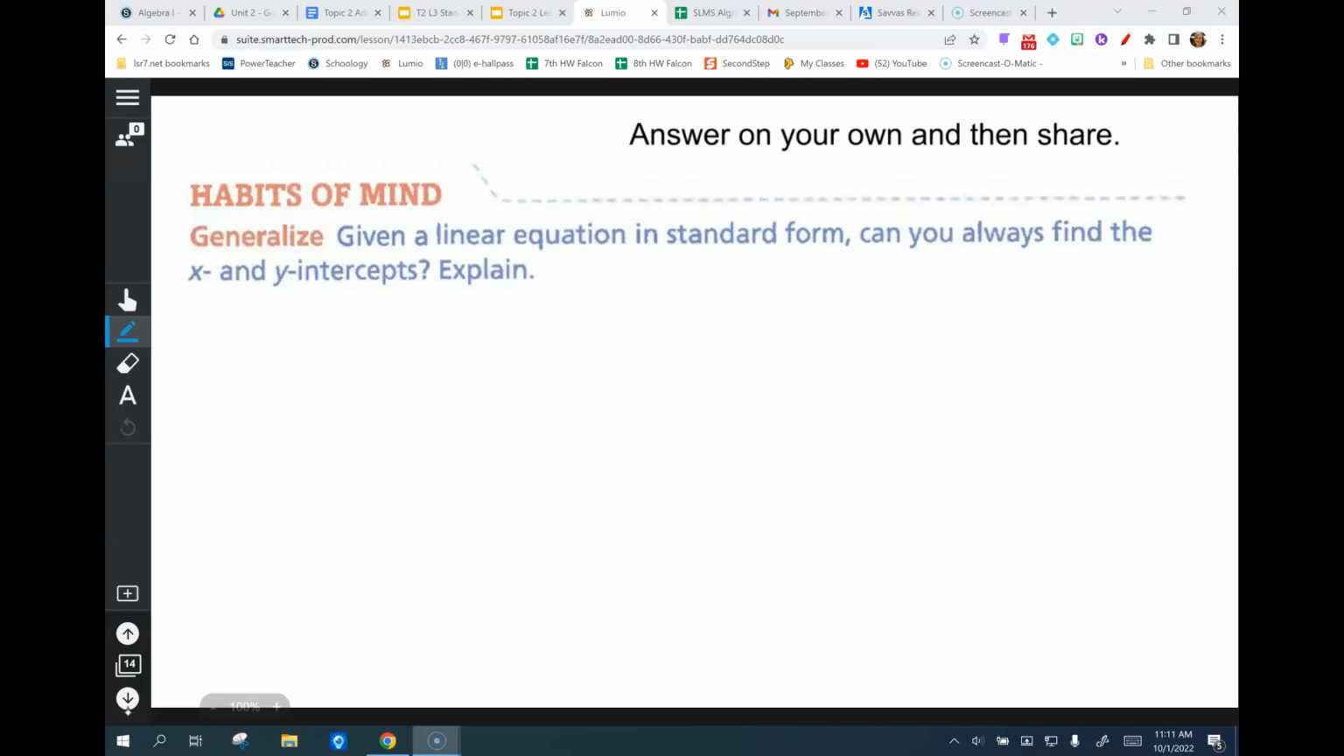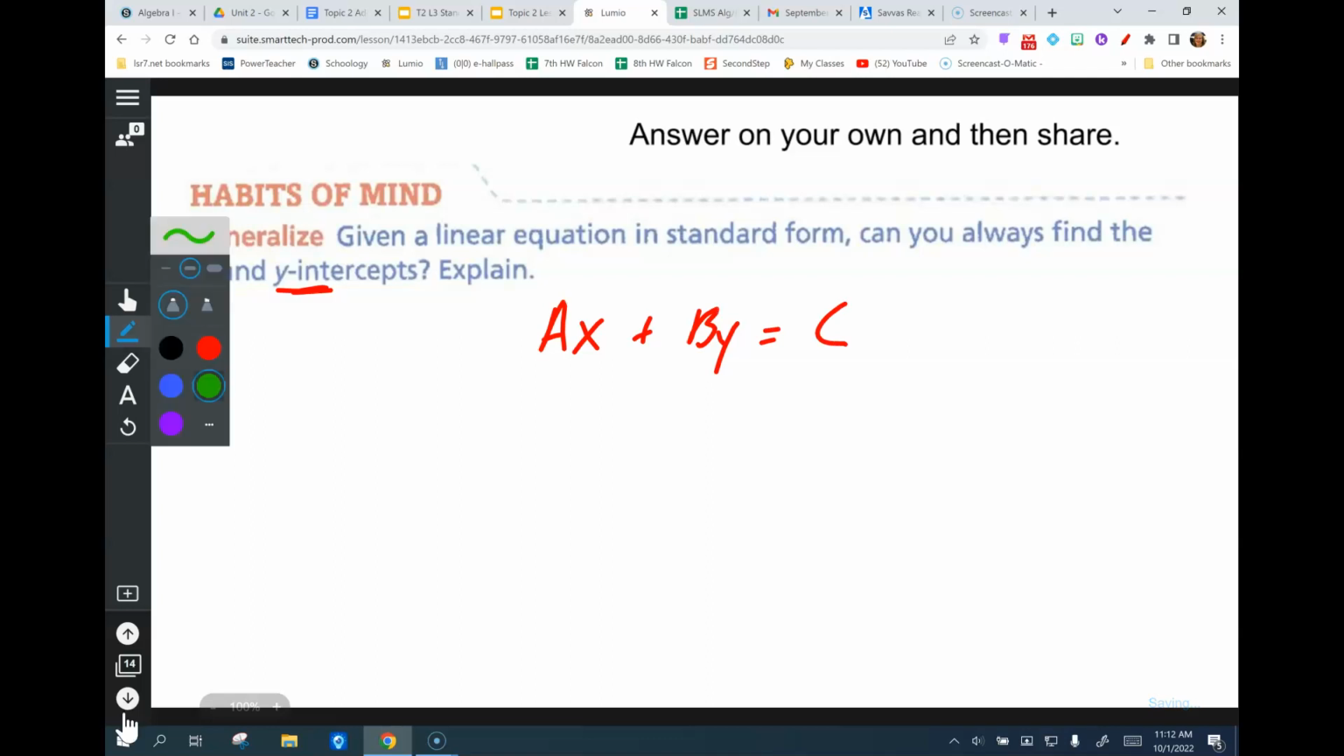And your answer should be yes, because I can always plug in 0 for y to get the x, and I can plug in 0 for x to get the y. The other thing that is also true that I'll show you is if I take standard form. Let's go back to standard form for just a second. The other thing I can do, I don't like teaching this shortcut, and it's one that I just learned.